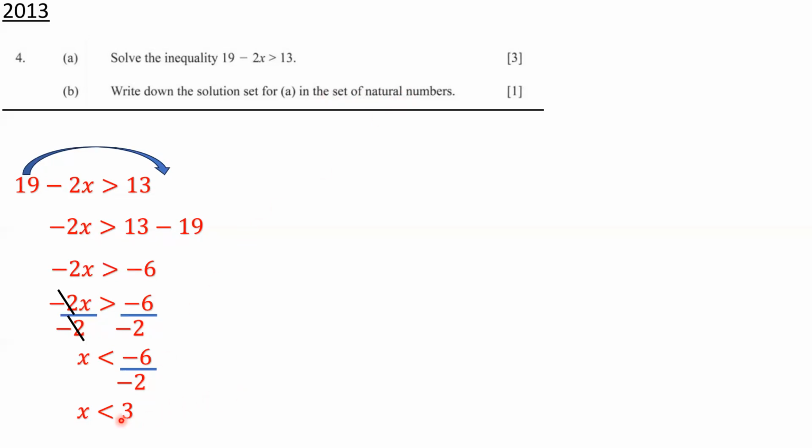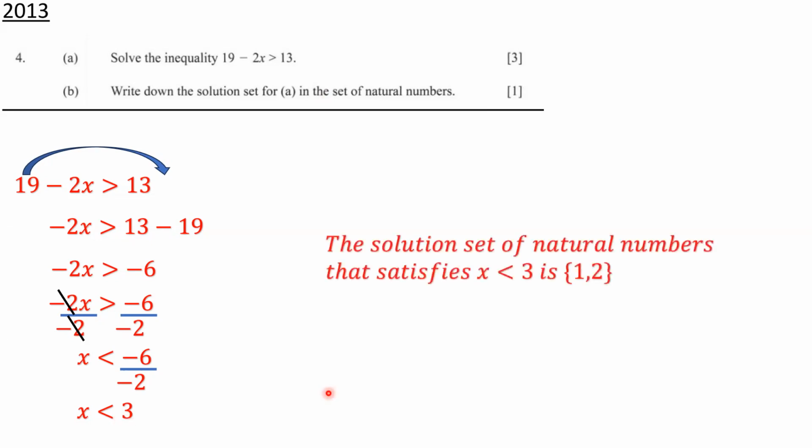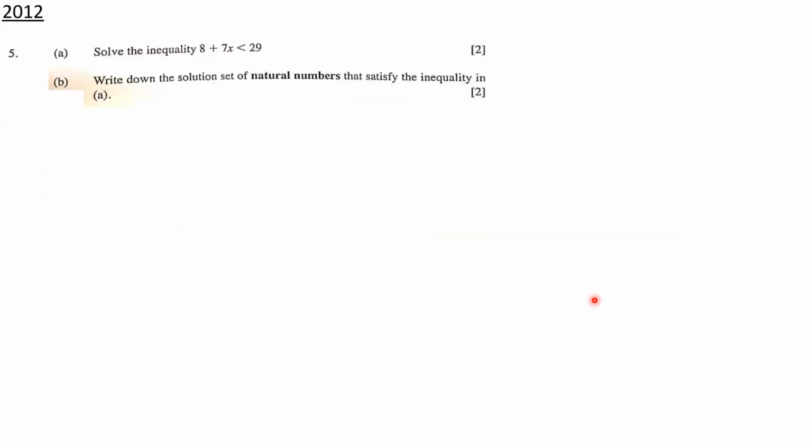And so which natural numbers are less than 3? The answer is 1 and 2. 1 is less than 3, 2 is less than 3. And we know that natural numbers are counting numbers. They are whole numbers that start at 1 and continue on from there all the way to infinity. We do not include 0 in natural numbers. Okay, let's move on to the next question.